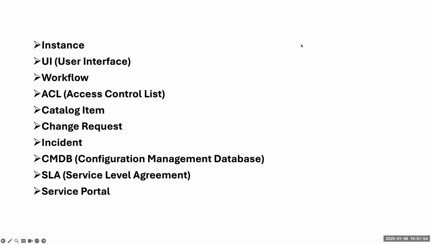SLA is a service level agreement between two parties, a company and a vendor or a contractor, where they define a certain level of services based on timeliness, errors, or whatever KPIs they want to define. If I'm providing a service, I guarantee this uptime. Correct. Fantastic. Very good. And the last one is service portal.